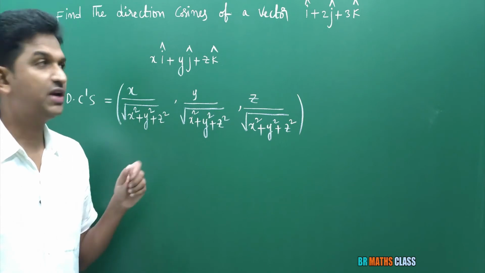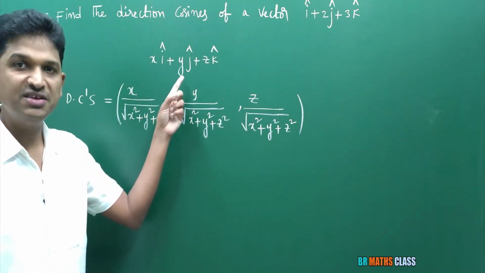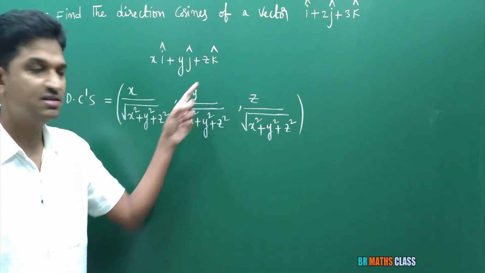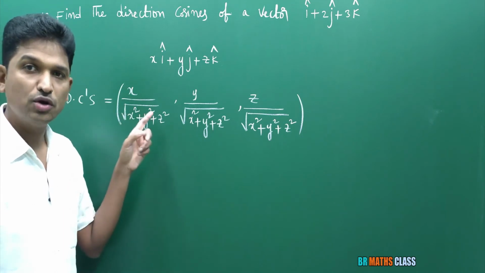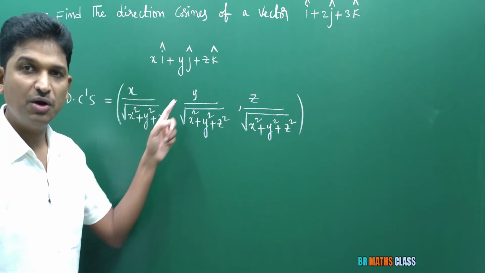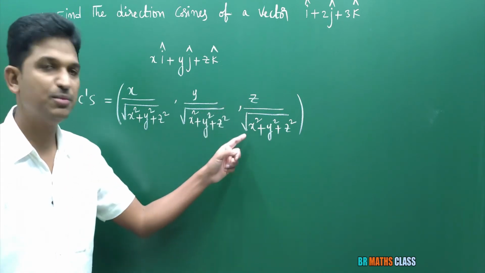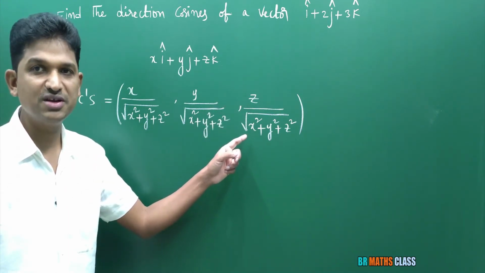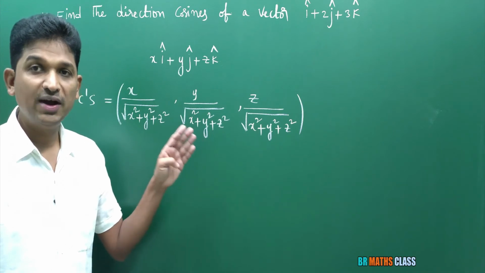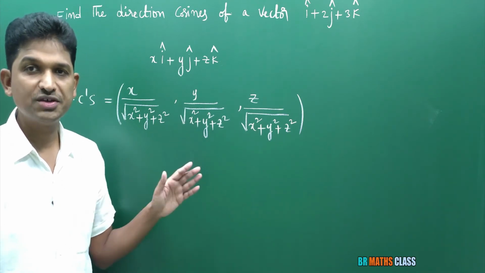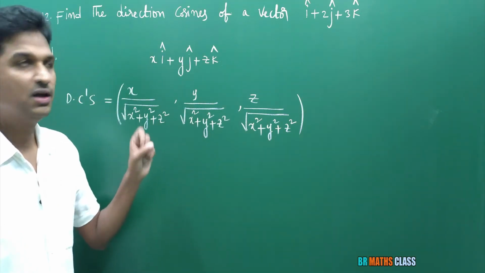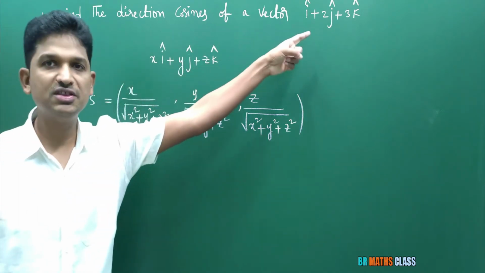Direction cosines of a vector xi cap plus yj cap plus zk cap is x divided by square root of x square plus y square plus z square, y divided by square root of x square plus y square plus z square, z divided by square root of x square plus y square plus z square. This is the formula you learned while learning the definition of direction cosines of a vector. Here, what to find? We need to find direction cosines of this vector.